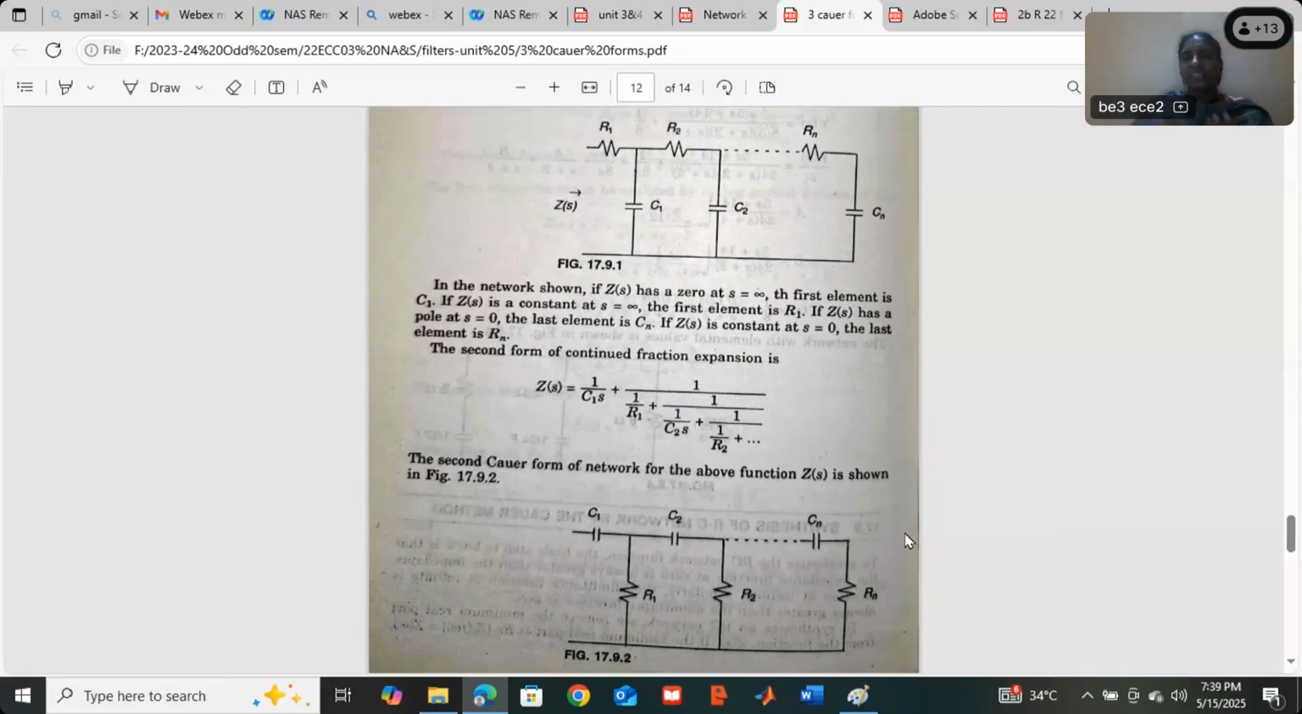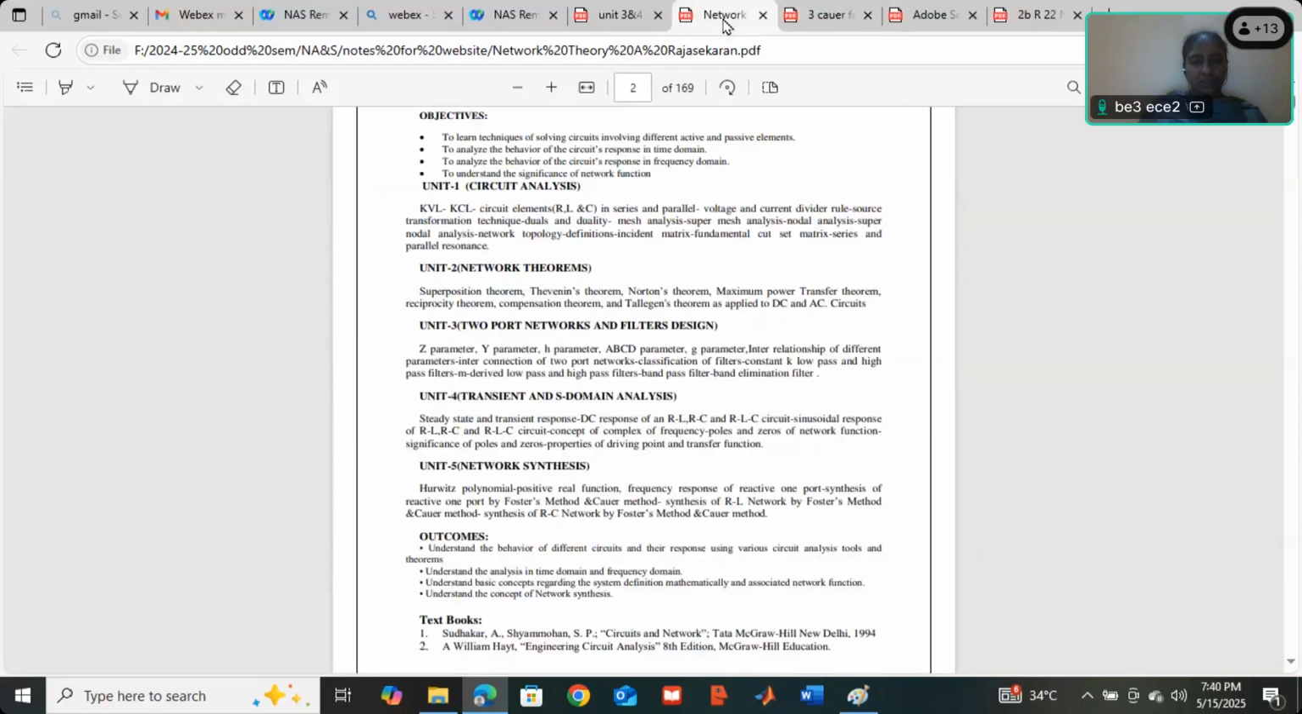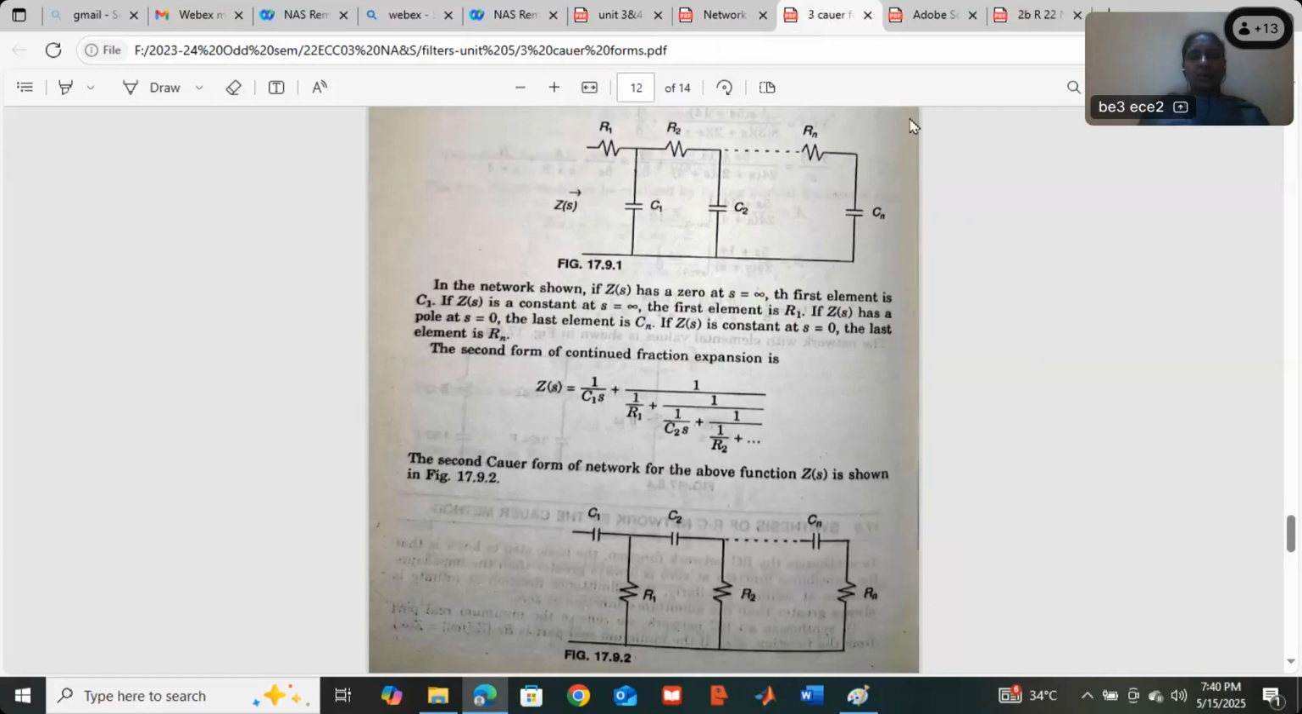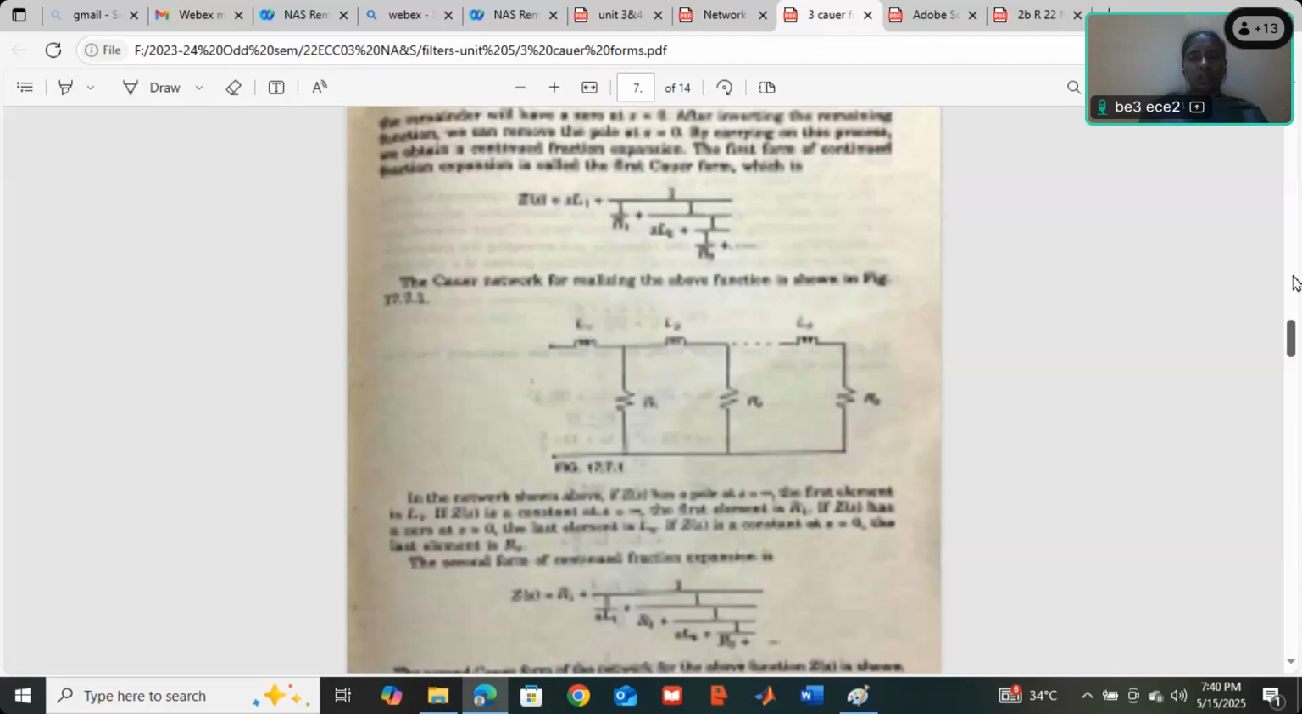I will try to copy these into a single image. Whenever you see the heading Cauer form in the question paper, draw all the 6 circuits with correct proper headings. Now I will go and explain how to solve problems in Cauer form.